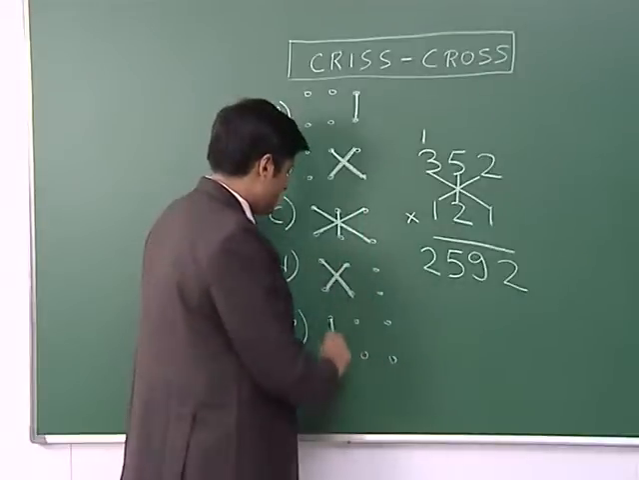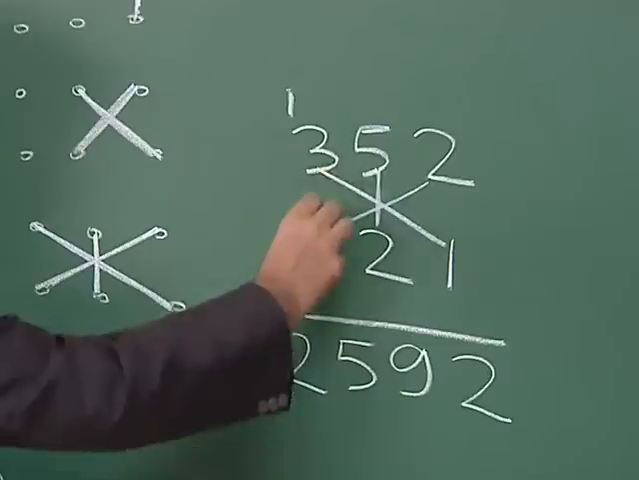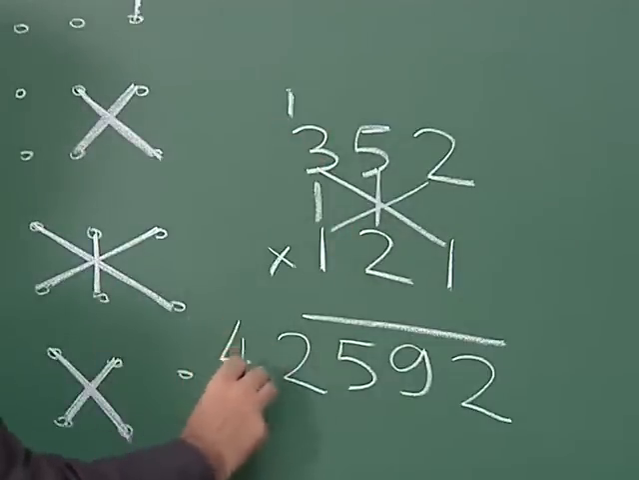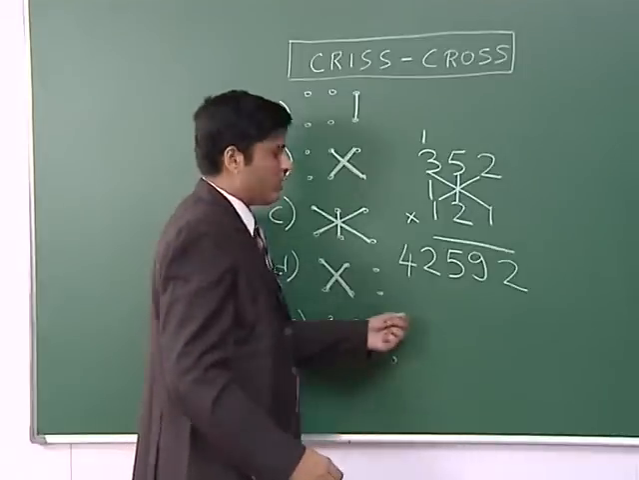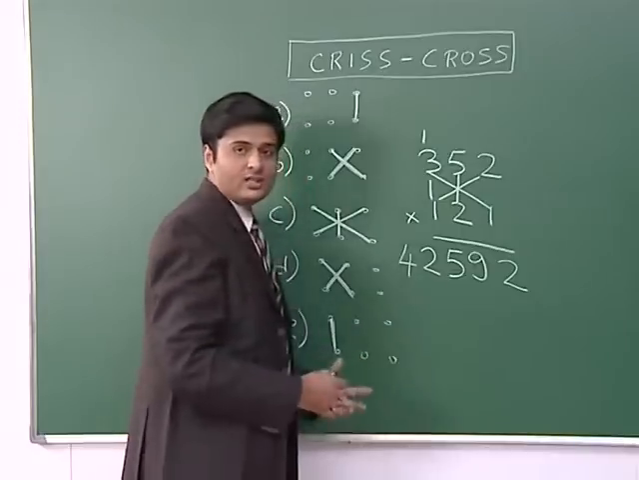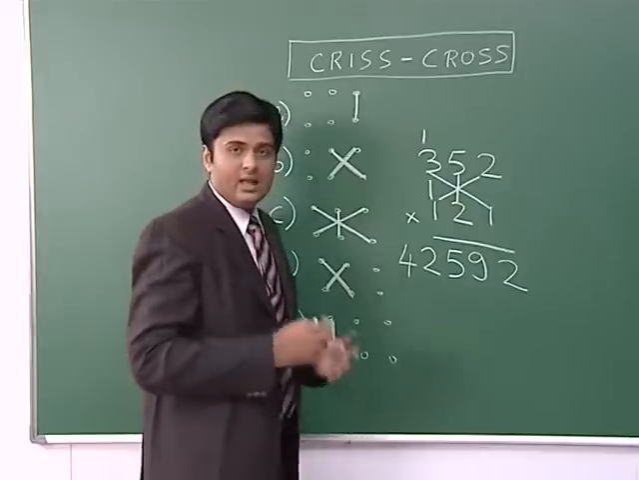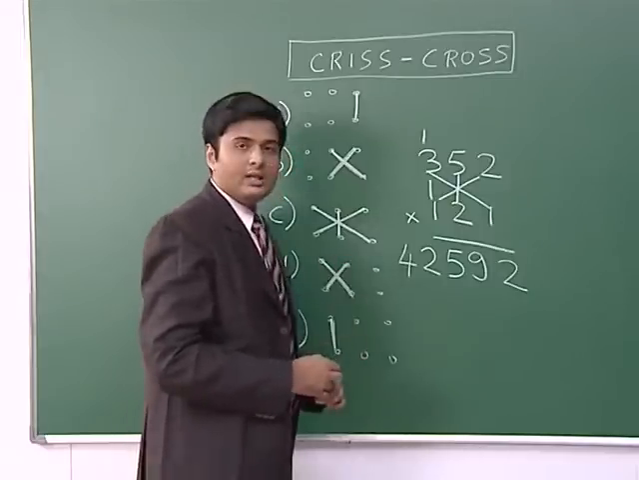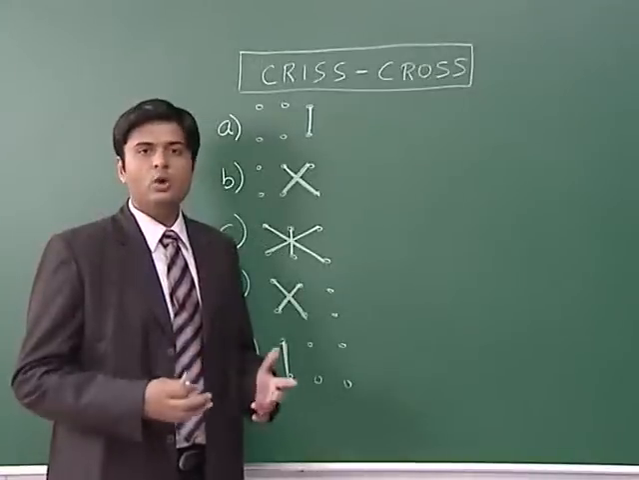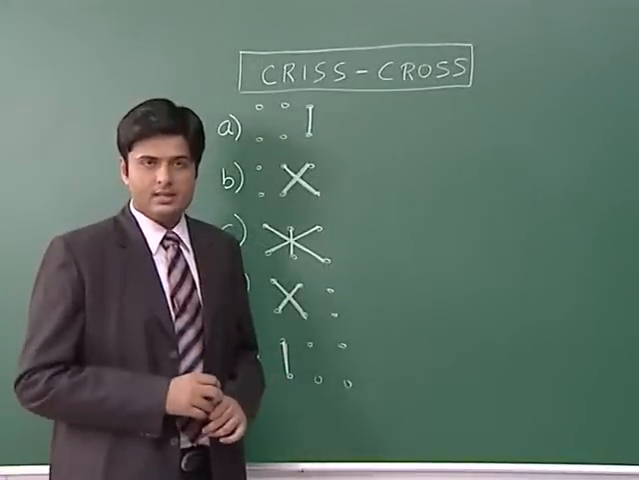Last step says multiply these two numbers. 3 times 1 is 3 and 1 carried over becomes 4. My final answer, you can see I got in only one line. It is 42592. Thus, with the help of Vedic maths, we can get the answers of complicated multiplication questions in just one line. Let us have a look at the last example in this case.